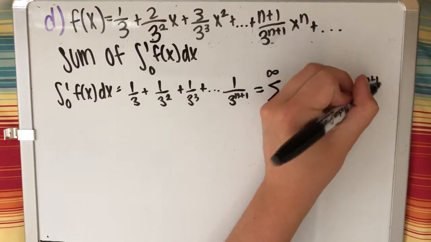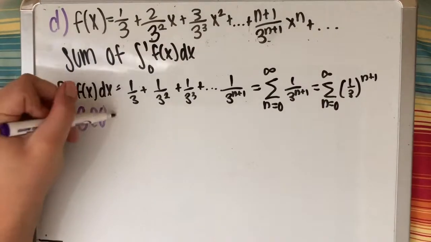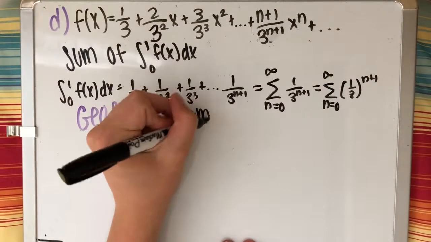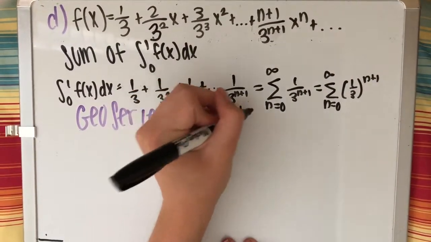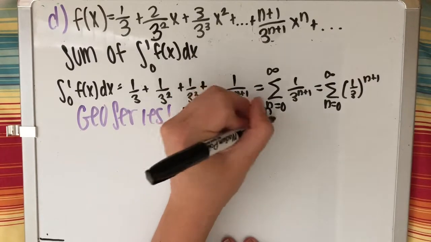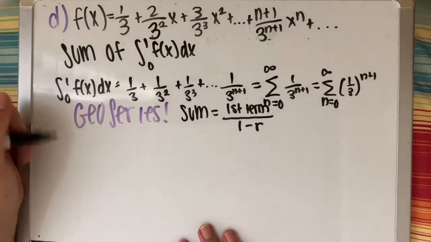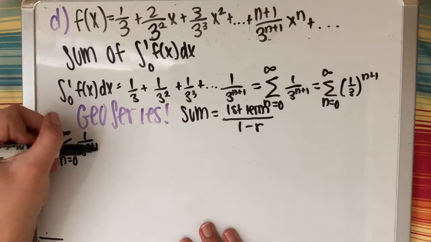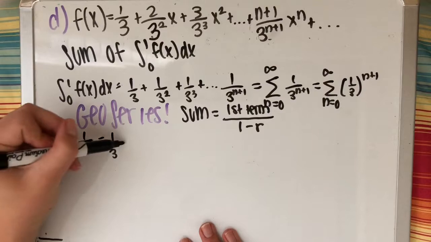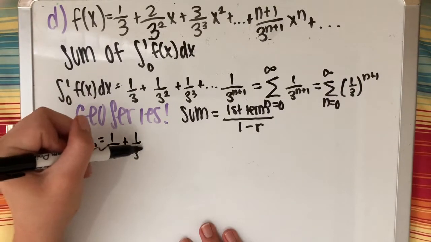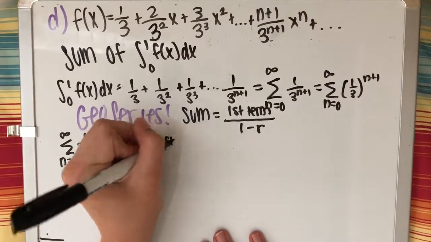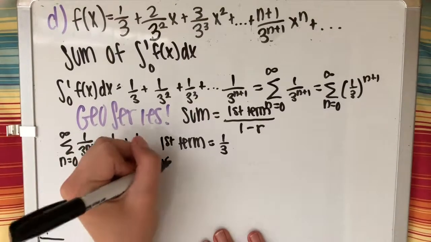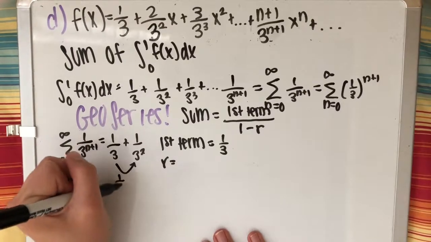Since 3 to the n plus 1 is always going to be greater than 1 to the n plus 1, this is a geometric series, and we can find the sum of these pretty easily. The sum is just going to be the first term divided by 1 minus r, and r is going to be the ratio from the first term to the second term. So for the first term, we plug in n equals 0, and we get 1/3, and then for the second term, we plug in n equals 1, and we get 1 over 3 squared. The first term is 1/3, and then to get from the first term to the second term, you just multiply by 1/3, and that's going to be the r.